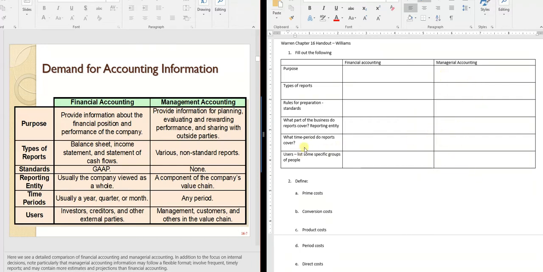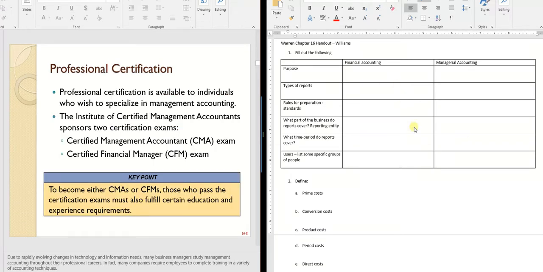Time periods, since we're going to compare, we need to have them usually equal, because I don't want to compare one company's 12-month performance against another company's 18-month performance. And again, for management, whatever question they want answered is the time period it covers, and we've already done the users. Okay, so those are pretty important.